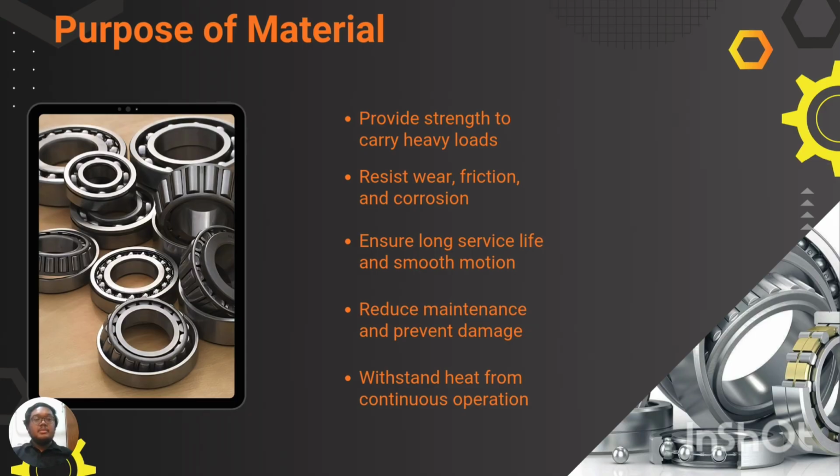Next, purpose of material. Purpose of material number one is to provide strength to carry heavy loads. This is because the material is made from high carbon chromium steel, which is a strong material that is good for bearings. It is good because it can provide strength to carry heavy loads, so it wouldn't cause too much stress as it would when the steel is a weak steel.